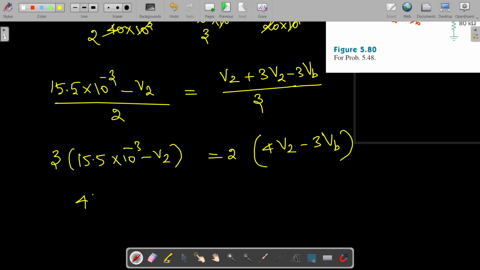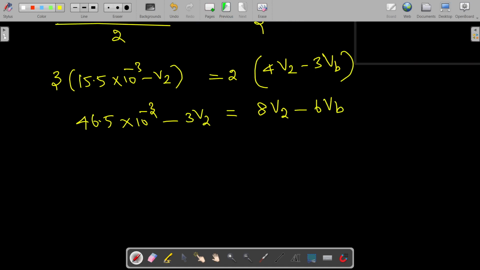So this is 46.5 × 10^-3 when you multiply this term by 3 − 3V2, that is equal to 8V2 − 6Vb. Rearranging the terms, we get 11V2 − 6Vb equal to 46.5 × 10^-3. So this can be taken as the second equation.